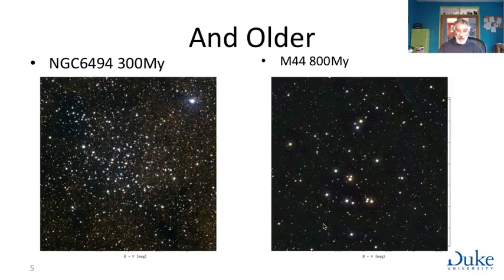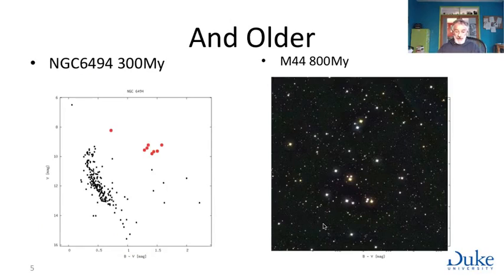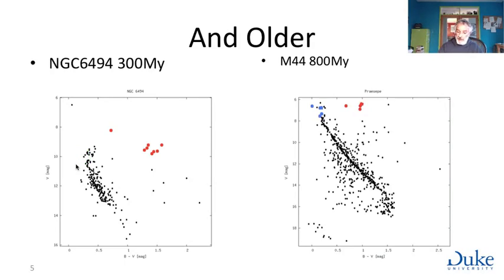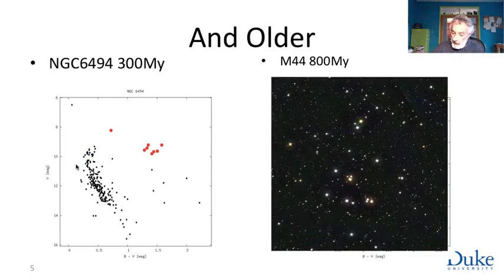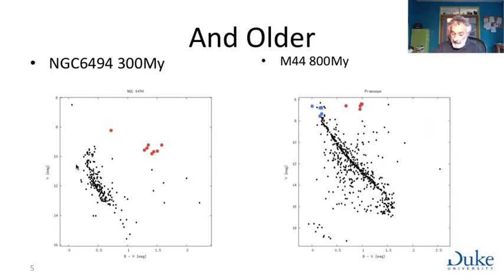Here's an even older cluster, 300 million years. Here, I've let the software helpfully designate for us a few red giants, and we very nicely see the main sequence turn-off points. Here's the Beehive. You can see that it's an old cluster just by looking at it. Look at all those reddish stars and very few that are blue.